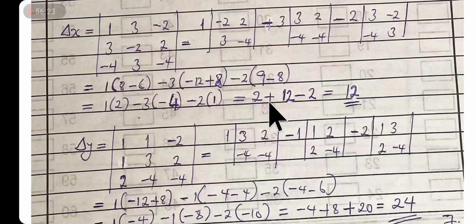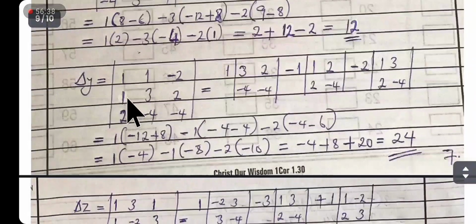So 1 times 2 is 2. Then minus 3 times minus 4 is plus 12. Minus 2 times 1 is minus 2. 2 plus this plus 12 is 14. 14 minus 2 is 12.